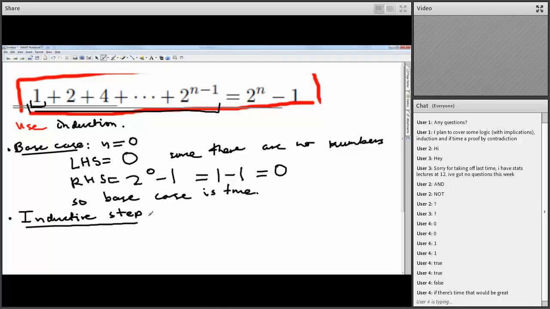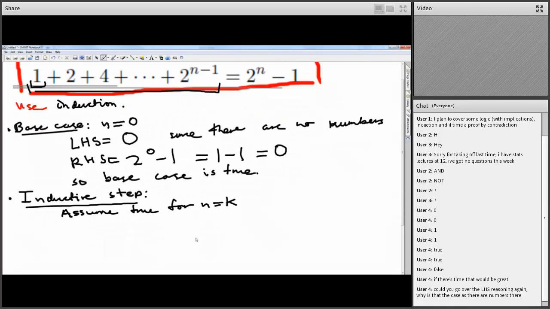So the inductive step pretty much has two bits to it. The first thing is you assume it's true for n equals k. So we assume that this whole thing is true for some arbitrary integer, k. And that pretty much means I'm just going to write it down again. So I'll write this down and I'll come back to the question that someone's asked.